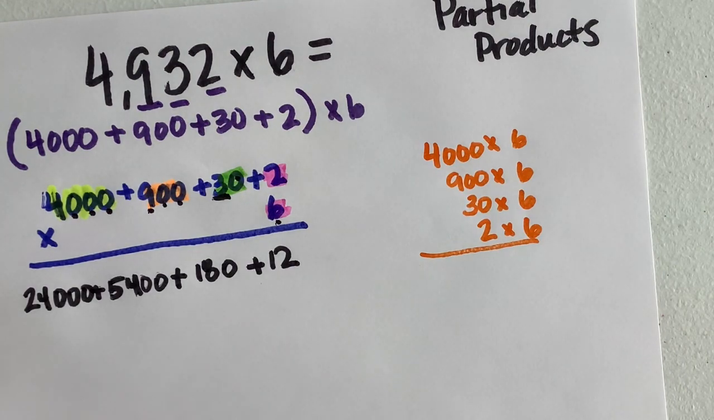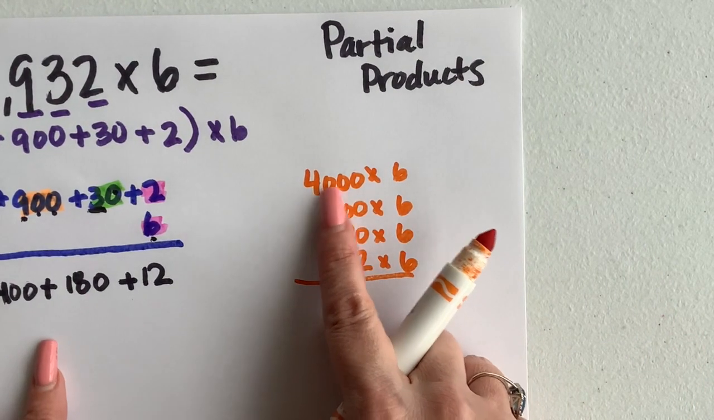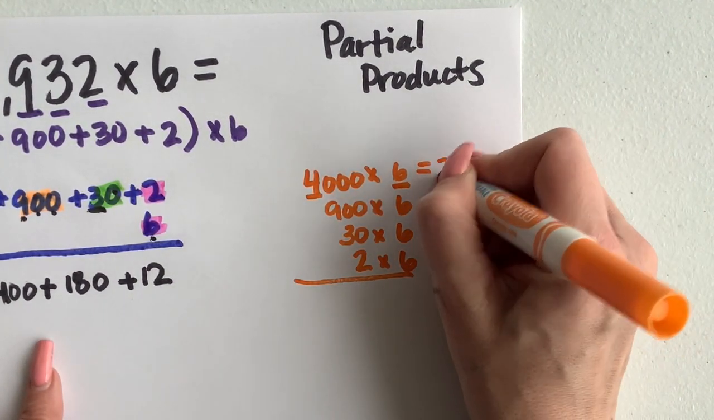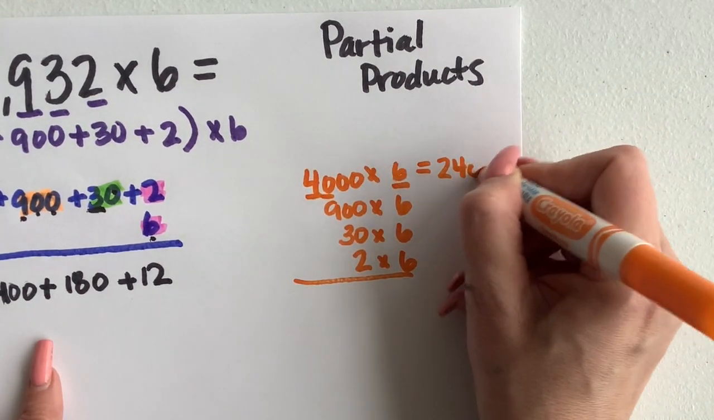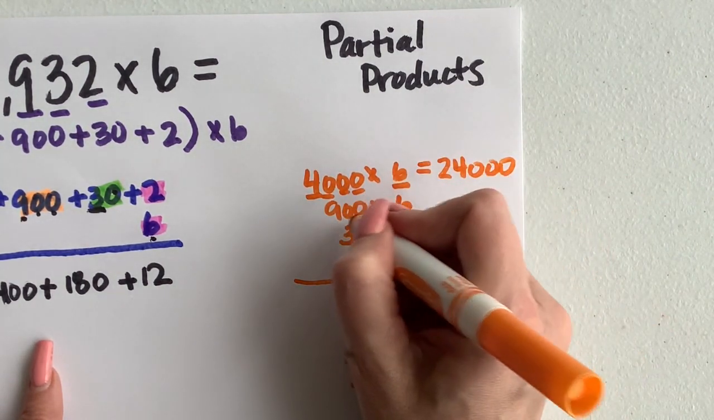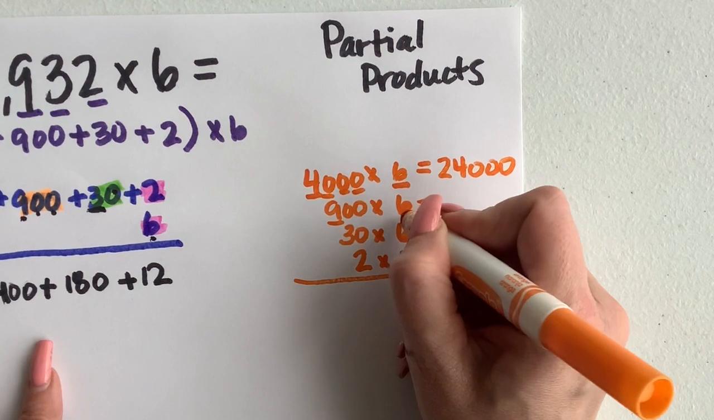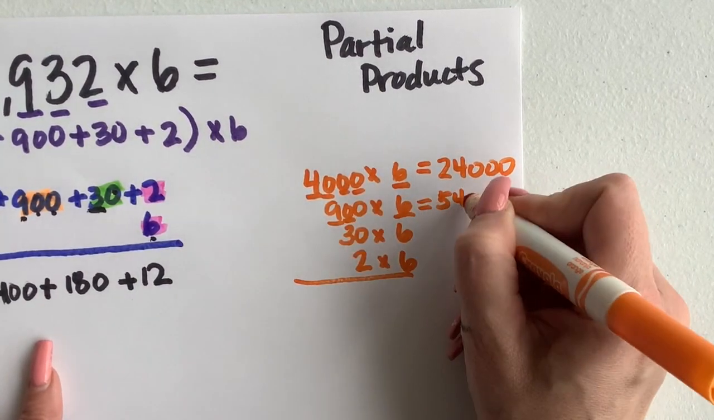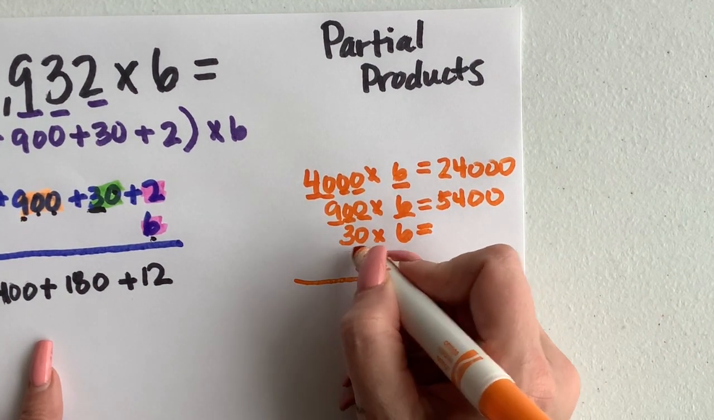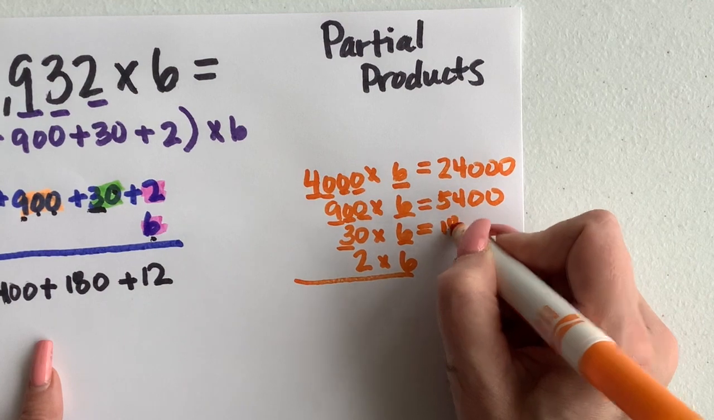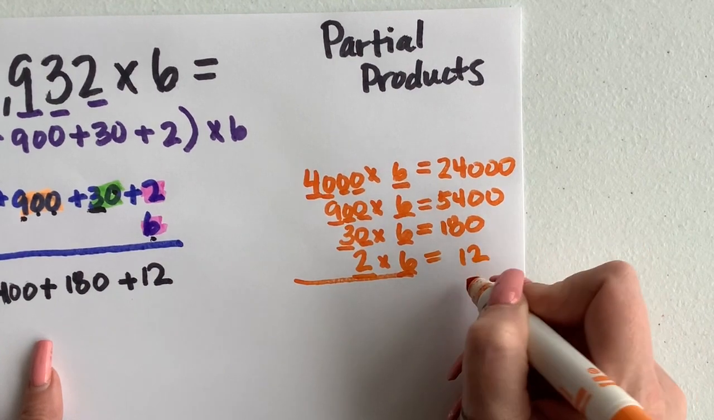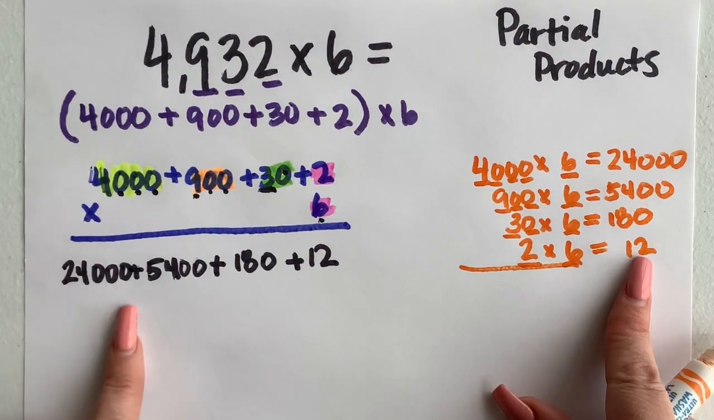Over here, if I was to use this method, I would have the same thing. I would say 4,000 times 6. 4 times 6 is 24, then 10 times more, three times. 900 times 6. 9 times 6 is 54, 10 times more, twice. Here, I have 30 times 6. 3 times 6 is 18, 10 times more. And 2 times 6, which is 12. So I would end up with the same values.